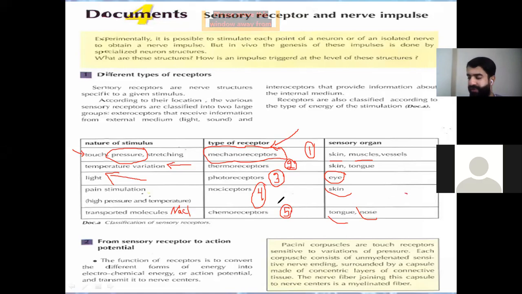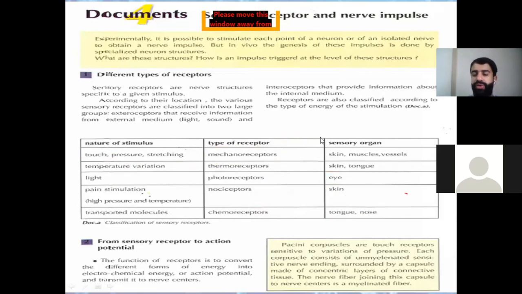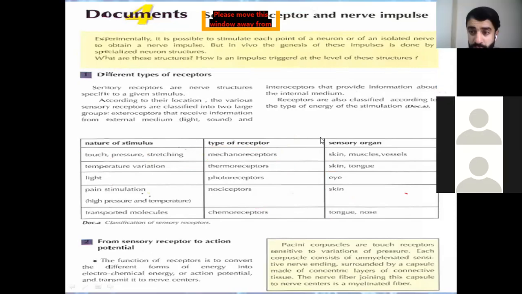While, if, for example, I bring something hot and put it on your hand, you're going to feel pain, and you're going to feel hot, both. So nociceptors and thermoreceptors at the same time. But if you feel only hot, this is only a thermoreceptor. Okay, great. This is the classification of sensory receptors as mechano, thermo, photo, and we have nociceptors and the chemoreceptors.